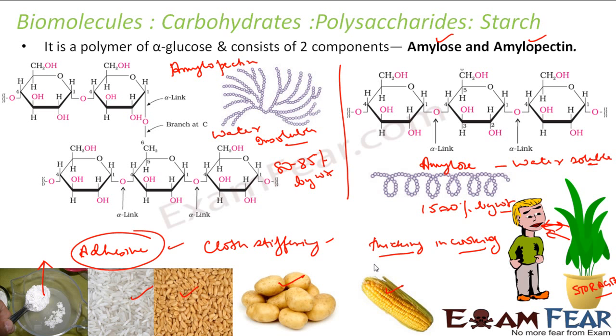The word starch is derived from the English word sterchen, which means stiffen. Amylose is a long unbranched chain with 200, 300, 1000 or a good number of alpha D glucose units. They are all alpha D glucose, held together by C1-C4 glycosidic linkages.